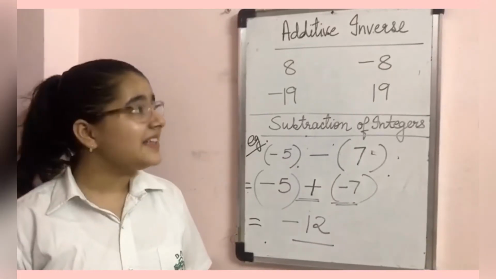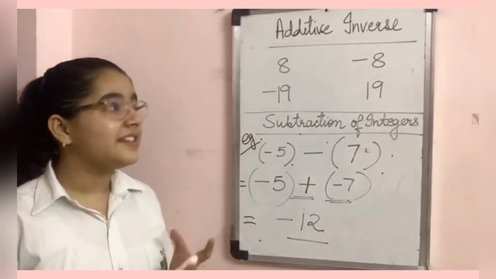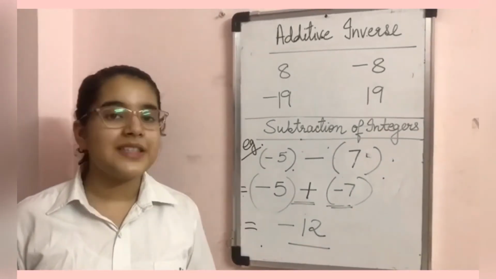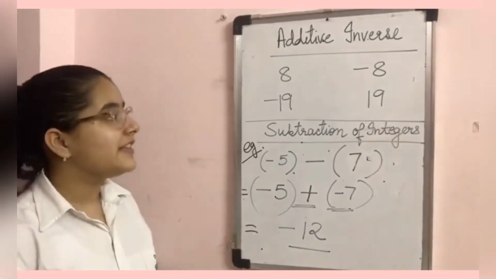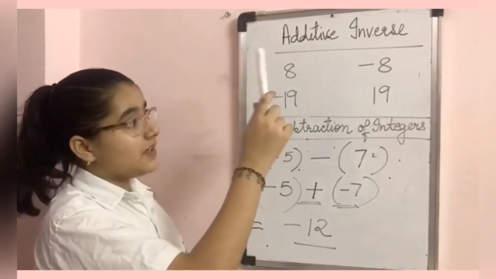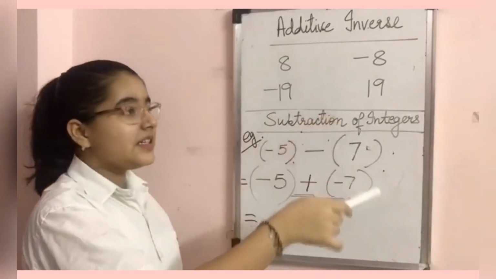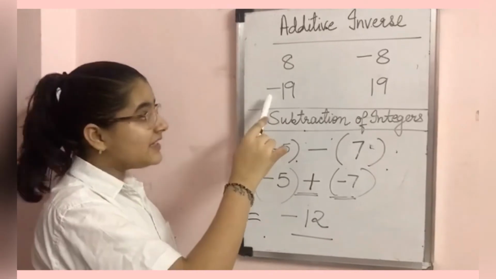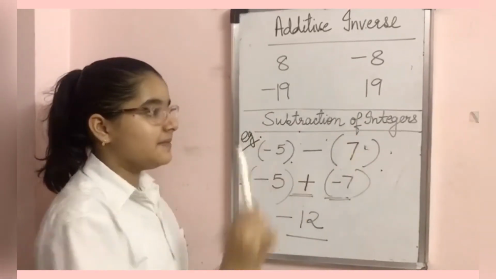So now let's revise this concept of additive inverse. Additive inverse means the opposite of a number. For example, the additive inverse of +8 would be -8. The additive inverse of -19 would be +19.